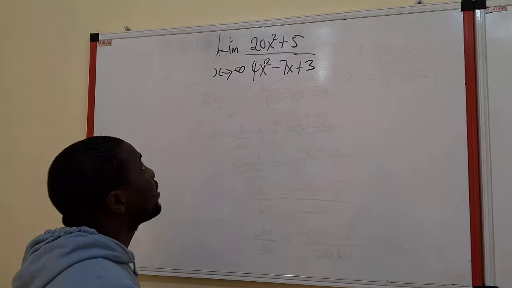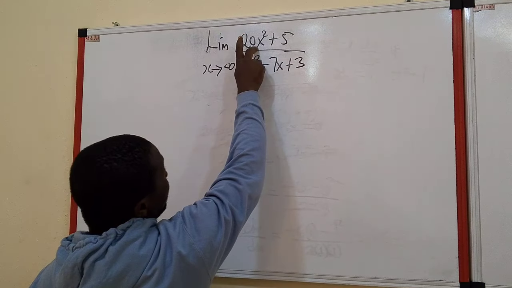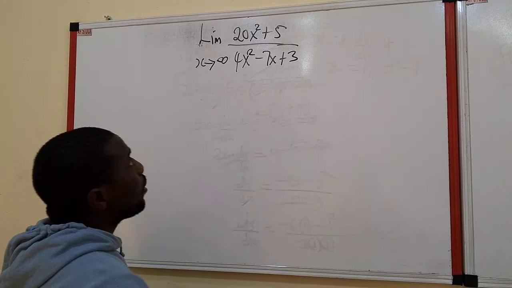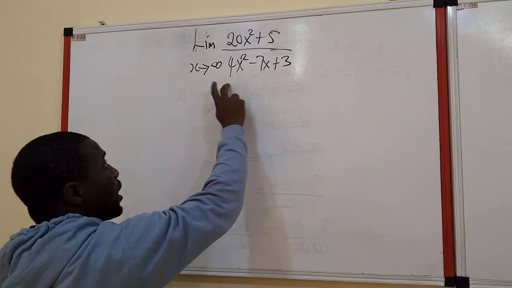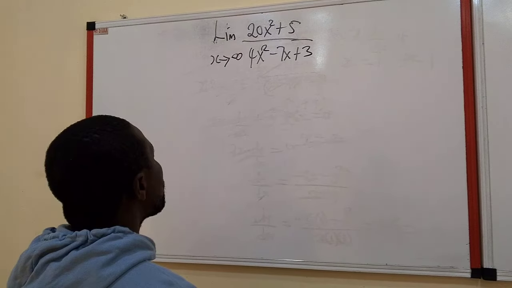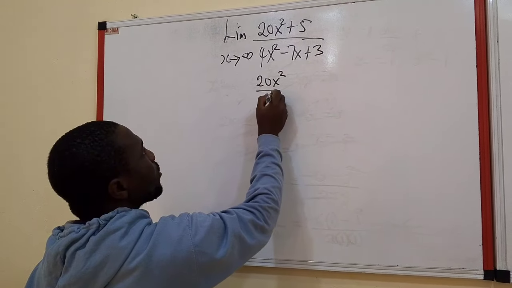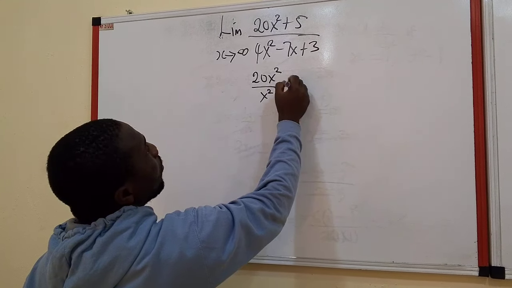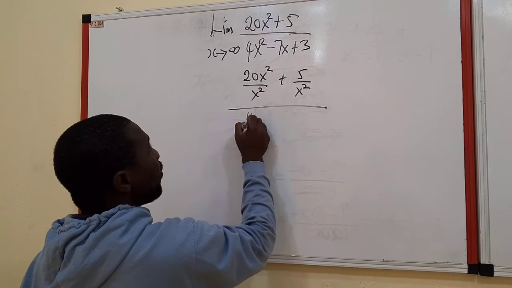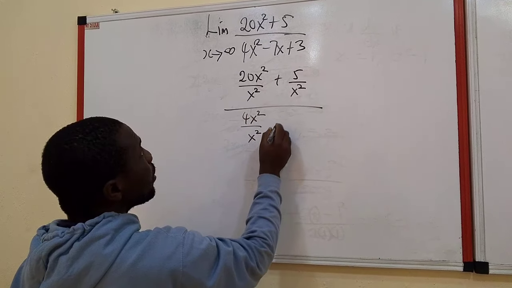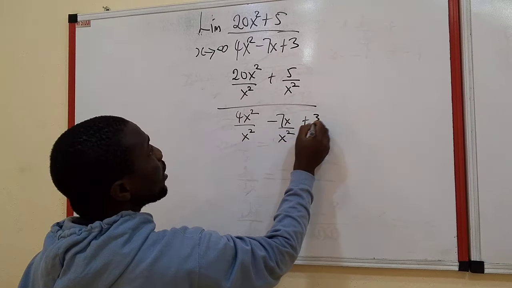We divide each term in the numerator by the highest power, which is x raised to the power 2, and divide each term in the denominator also by x raised to the power of 2. So this is what we are going to get. We have 20x squared over x squared plus 5 over x squared divided by 4x squared over x squared minus 7x over x squared plus 3 over x squared.